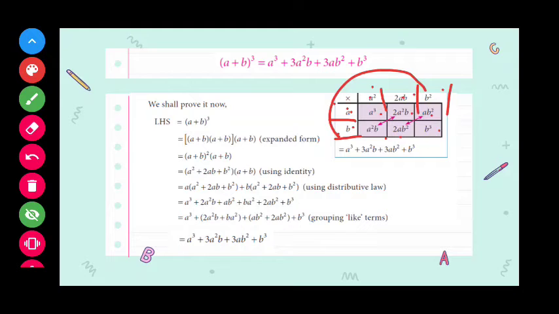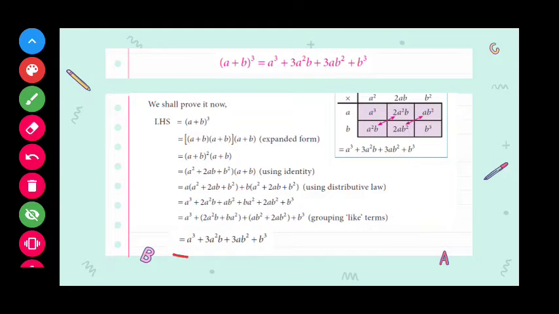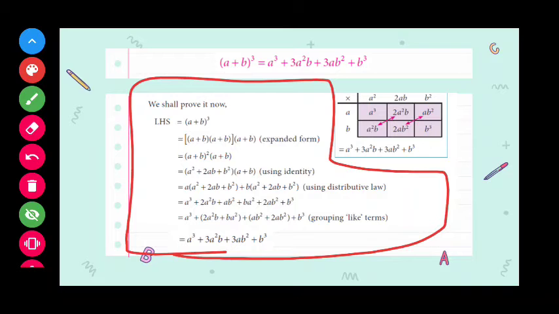Now we have to write this a cube term first, plus we have to add these two terms, a square b plus 2a square b, which is 3a square b. Now again add these two terms, 2ab square plus ab square, which is 3ab square, and the final term b cube. This might seem a little difficult, but if you have no time and want to prove this question anywhere, you can use this method, whereas this is the standard way to prove this identity.